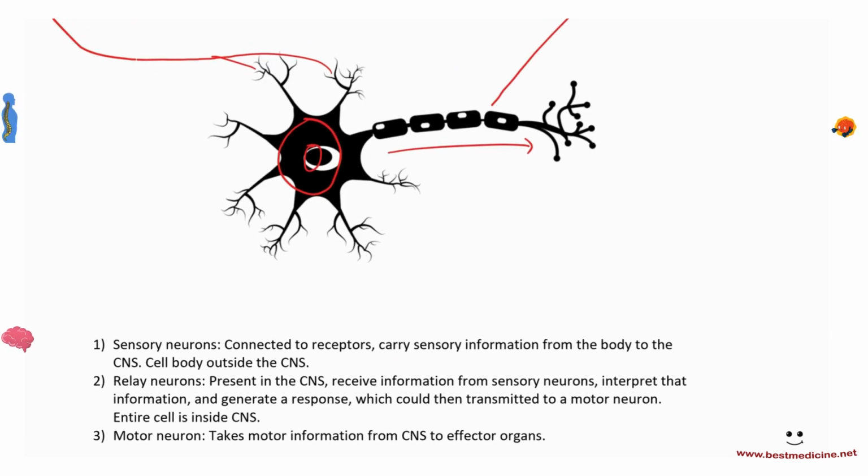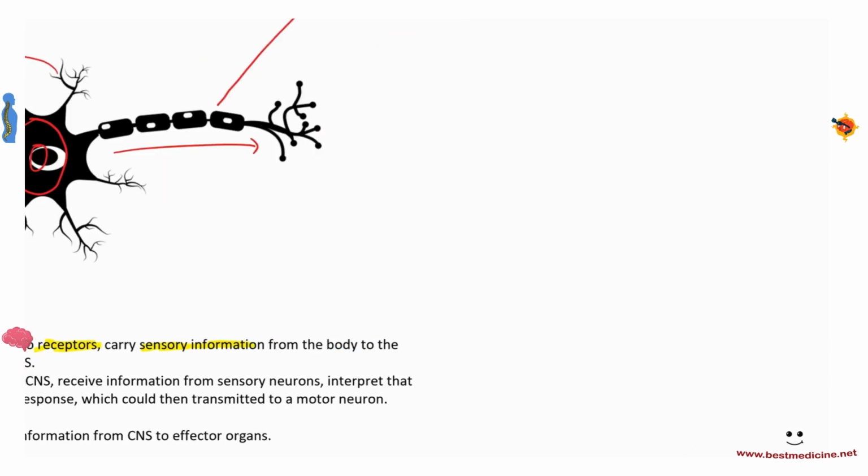One of them is called a sensory neuron, right? So what is a sensory neuron? A sensory neuron essentially is connected to receptors, and it carries sensory information from the body to the CNS. The cell body is outside the CNS. So let me quickly illustrate this for you.